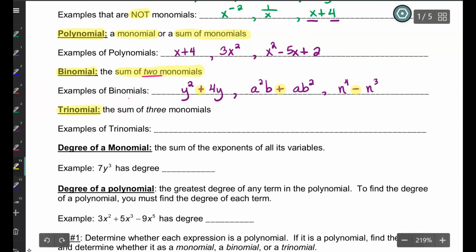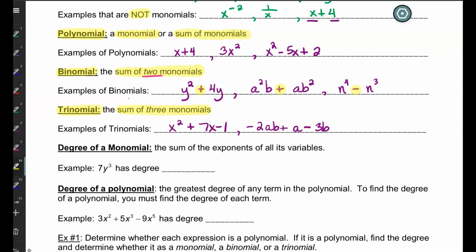Trinomial, again, look at the first part of the word. It's the sum of 3 monomials. So now we have 3 terms. So x squared plus 7x minus 1. Or you could have -2ab plus a minus 3b. Again, now when the trinomial, you're going to have 2 addition or subtraction signs. So here we have a plus and a minus separating our 3 terms. That negative sign in front of the 2ab doesn't count. But here we have a plus and a minus separating our 3 terms.